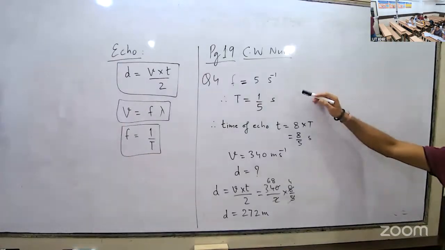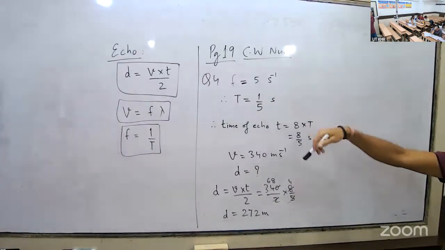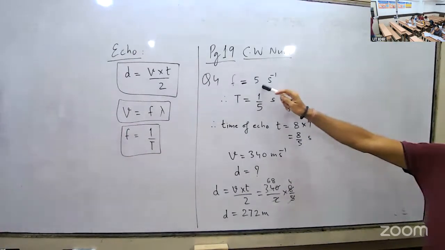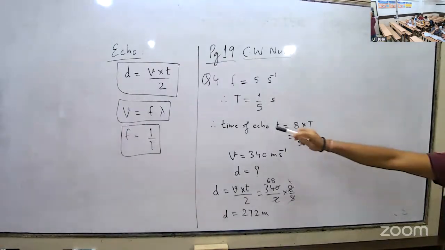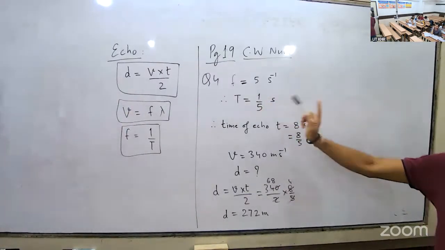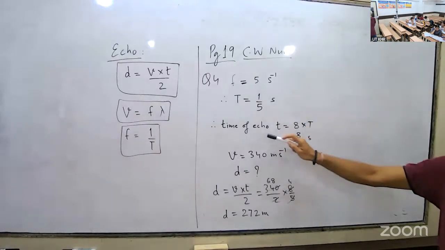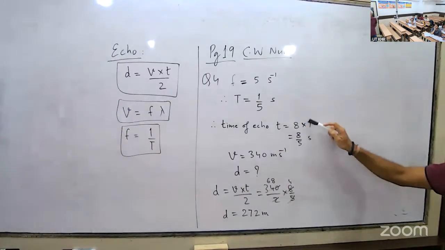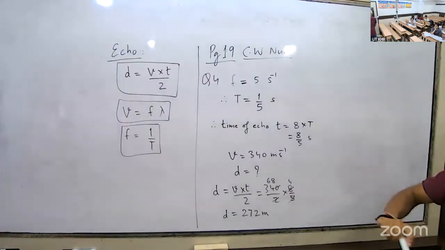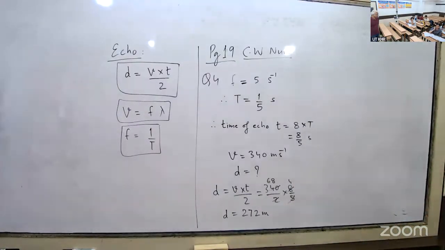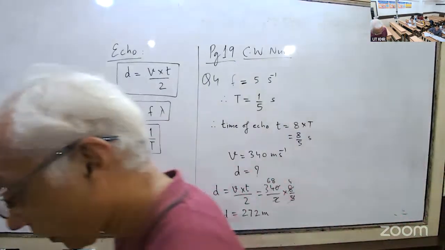Everyone has understood the logic behind this question. Time is given in terms of number of vibrations. So time for one vibration is calculated first. Then time of echo is 8 vibrations. So 8 into time for one vibration is time of echo. That's it. Rest is given.